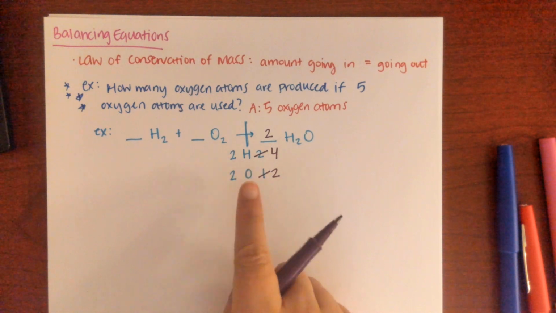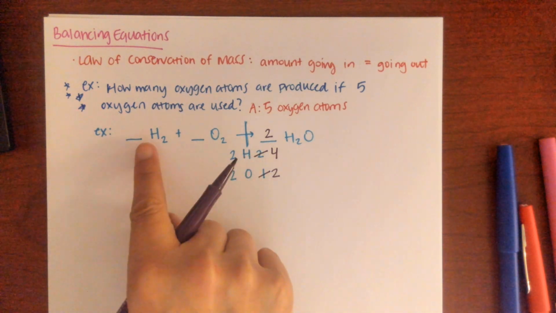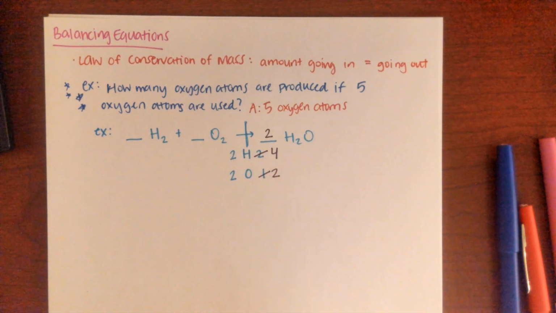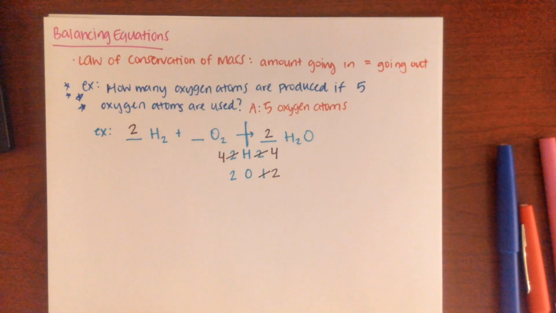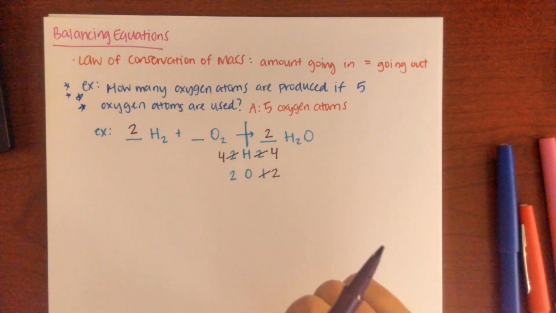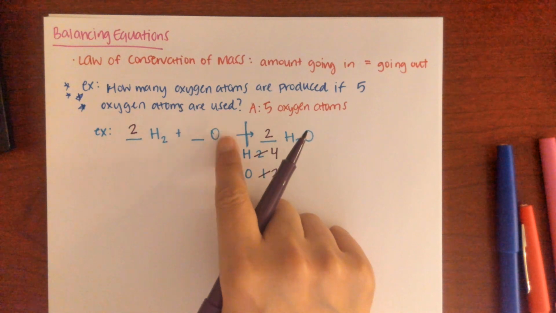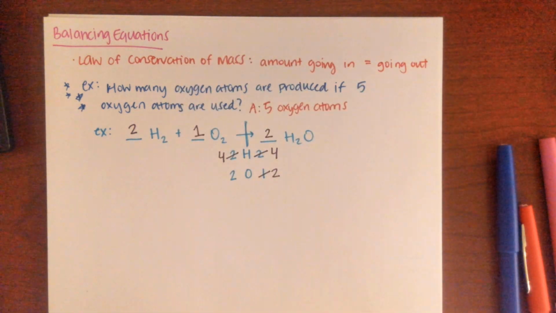All right, now that oxygen's happy, I need to make hydrogen happy. What can I put here to make that 4? I could put 2. Now it's 4. Now everyone's happy. This is a balanced water reaction. If this is blank, that means there's 1 O2. You can leave this blank, or if it makes you feel better, you can put a 1. These are the coefficients for this reaction.